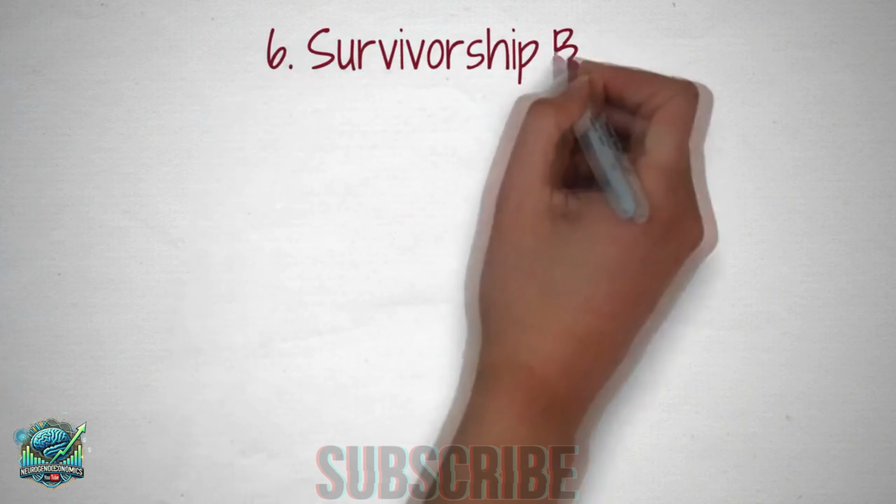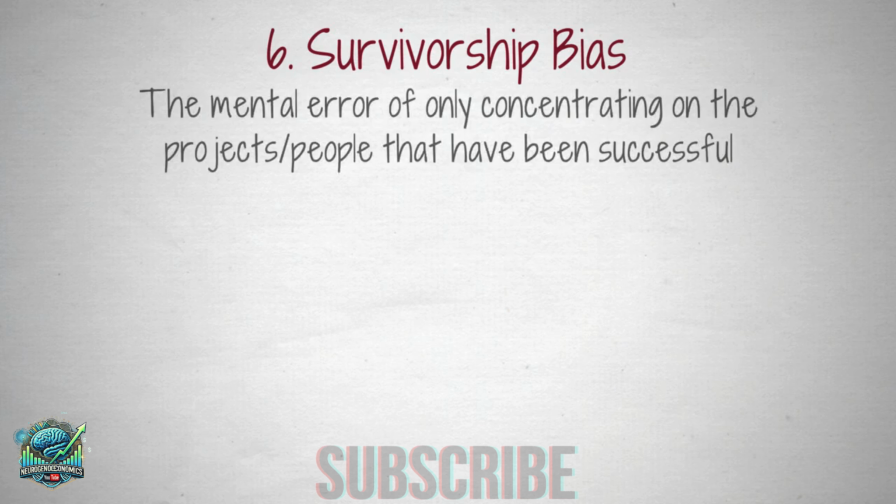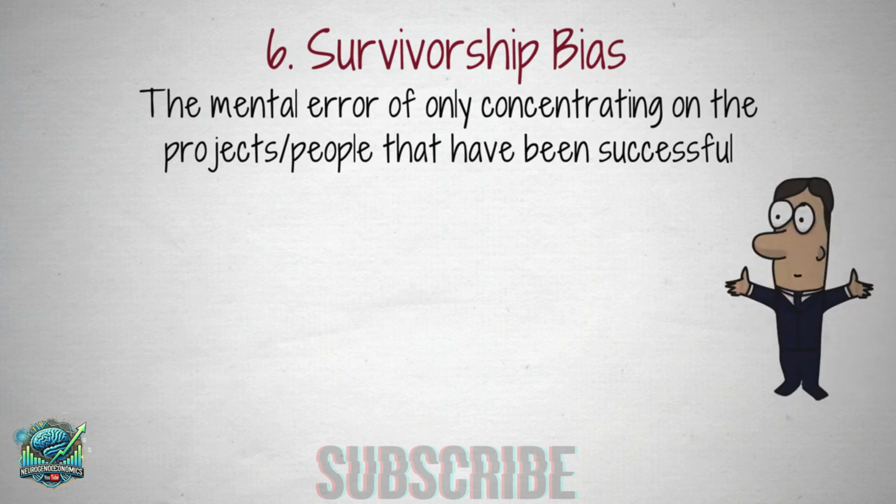6. Survivorship bias. This describes the mental error of only concentrating on the projects or people that have been successful and overlooking those that failed when analyzing what made something a success.